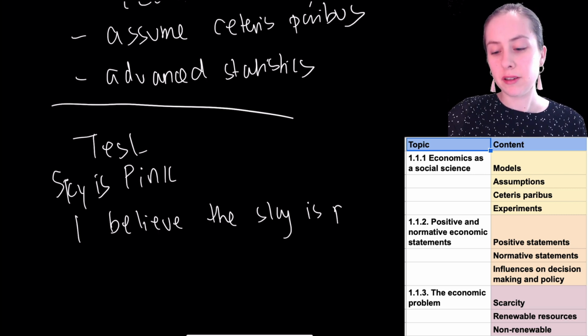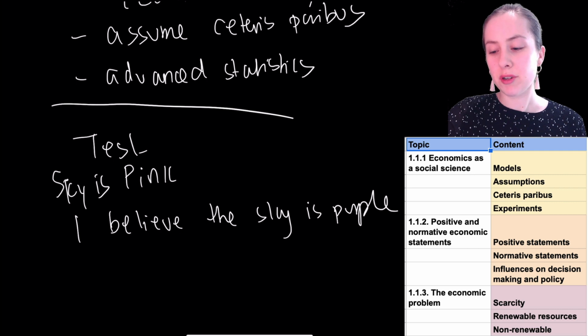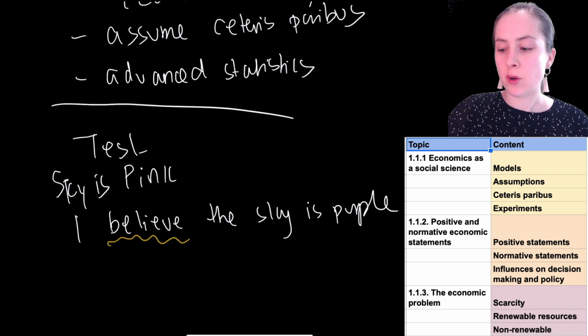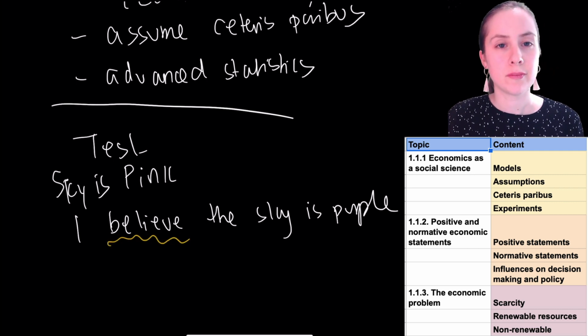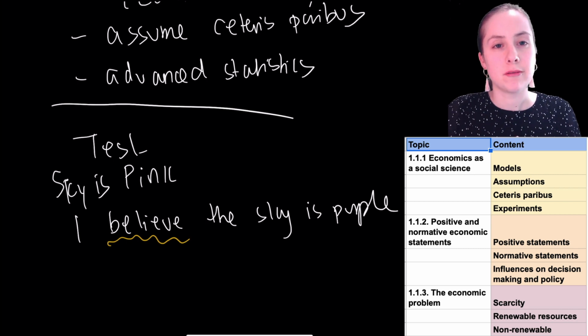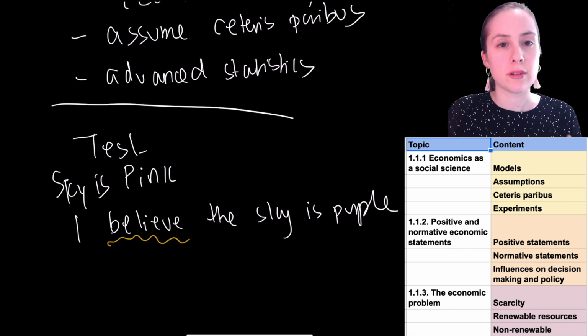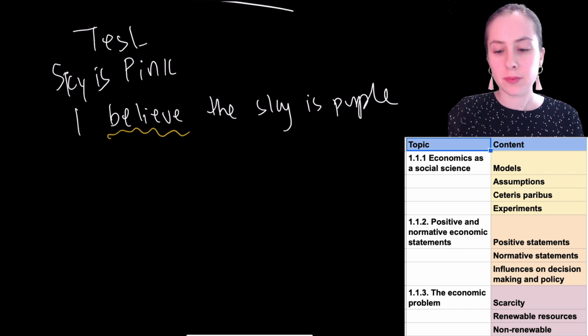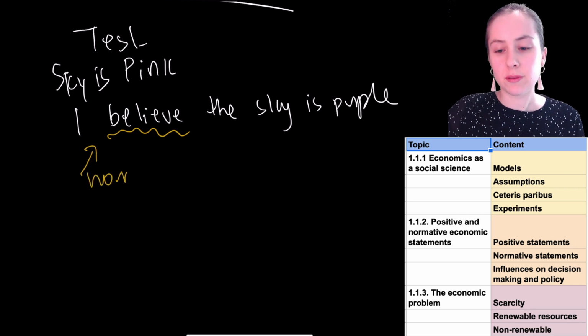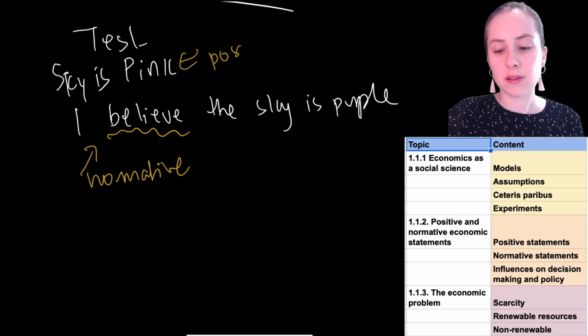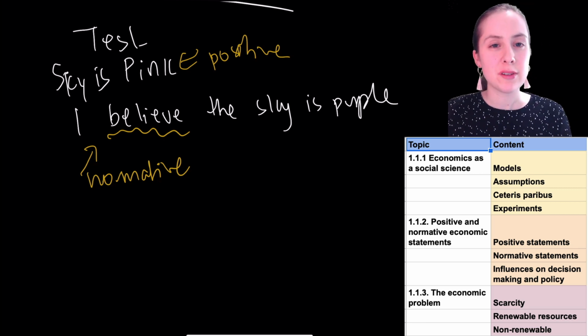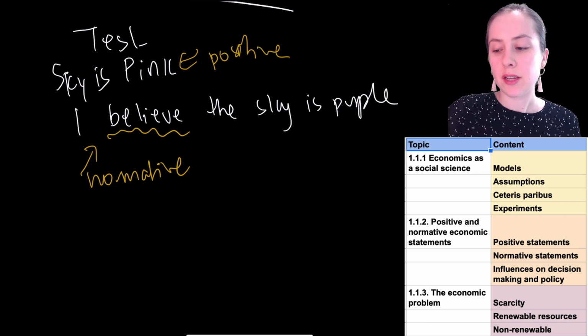I believe the sky is purple. The reason why that's not testable is because that is a belief. Beliefs are subjective. One person believes something, another person believes something else. And science can't test the truth in the difference in the opinions. Those are normative statements, and these are positive statements. Normative, positive.